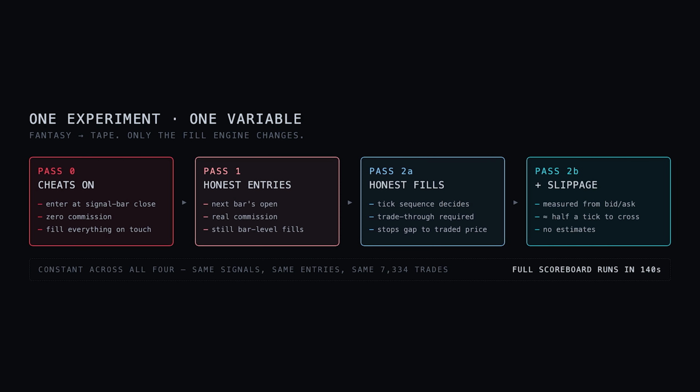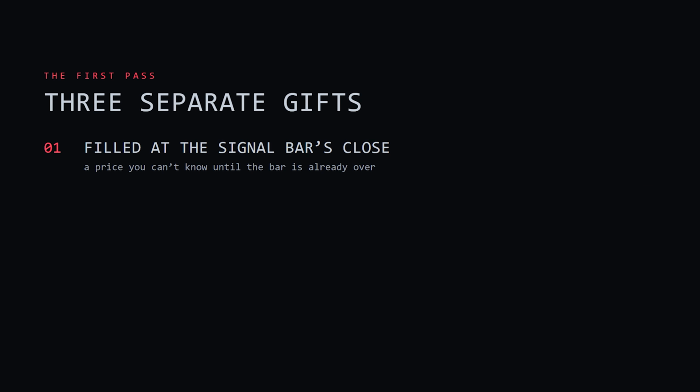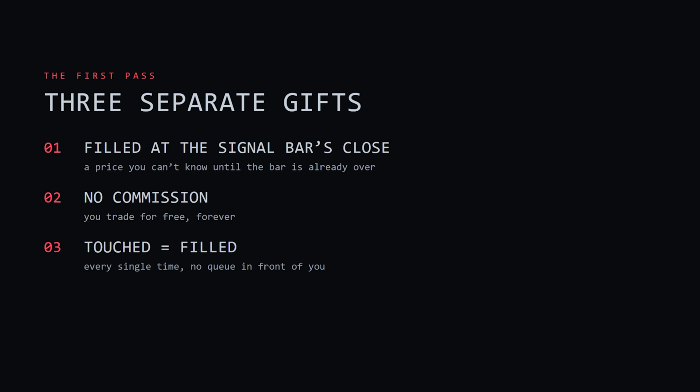So now that I have the strategies, how do I actually test them? The first pass is exactly the way popular tools test them. And that's giving the backtest 3 separate advantages. The first one is you get in at the closing price of the signal bar, a price you can't know until the bar is actually closed. 2, we're assuming no commission, which means essentially you trade for free. 3, if the price touches your order, you get filled every time.